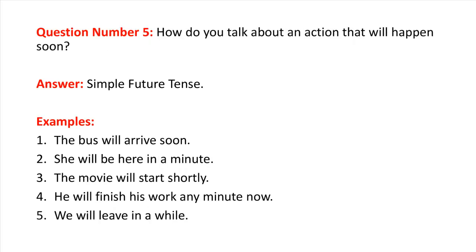Question number 5. How do you talk about an action that will happen soon? Answer, simple future tense. Examples. The bus will arrive soon. She will be here in a minute. The movie will start shortly. He will finish his work any minute now. We will leave in a while.